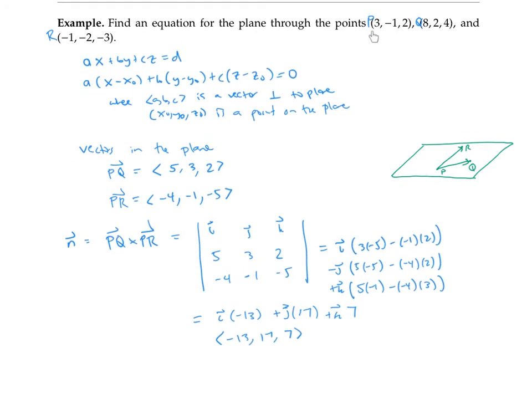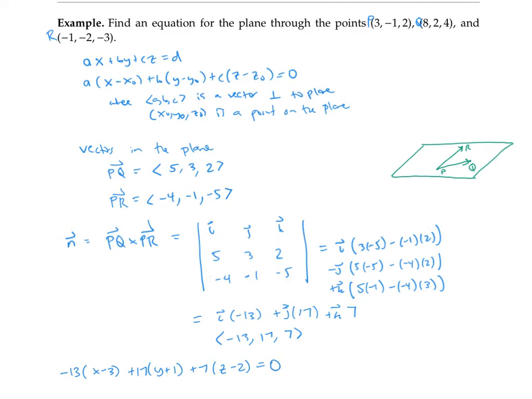I'll use this first point for my x naught, y naught, z naught, but you could use either of the other 2 points and you'll get an equivalent equation. So I write down minus 13 times x minus 3 plus 17 times y plus 1, because it's minus minus 1, plus 7 times z minus 2 equals 0.